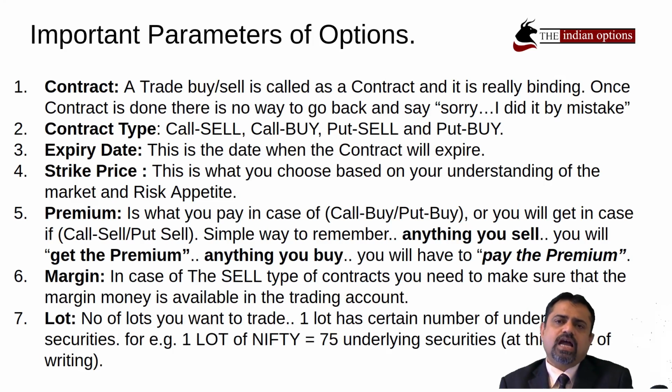Margin is important, and lots, basically how many lots you are going to trade. So whenever you do a contract with somebody, these are the few things. First thing is which type of contract you want to do: call sell, put sell, call buy, put buy. You will do a contract with one of these four. Then which expiry date, what should be your strike price, how much premium you are going to get, how much margin you are going to need, and how many lots you want to purchase. Only these few concepts are important in options, which we are going to learn. So this is all about the financial world.